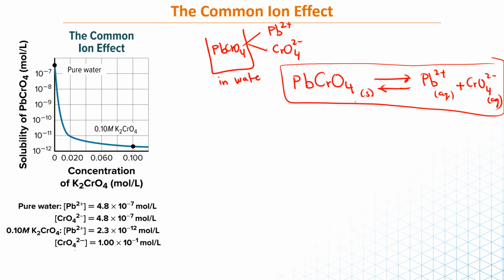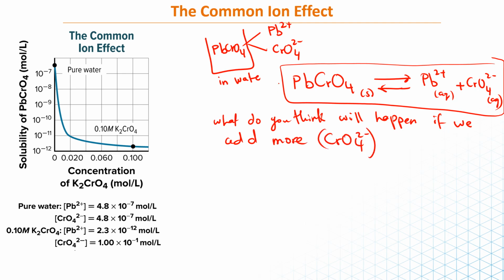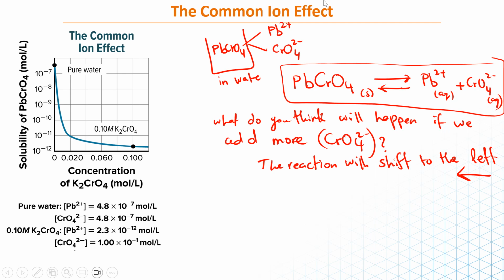Now, what do you think will happen if we add more CrO4 minus 2? Imagine we increase the amount of CrO4 minus 2 here, what will happen? The reaction will shift to the left. Remember lesson 2, the effect of changes of concentration on the equilibrium, Le Chatelier's principle, module 16 lesson 2. Because if we increase this one, the reaction is going to shift to the left.